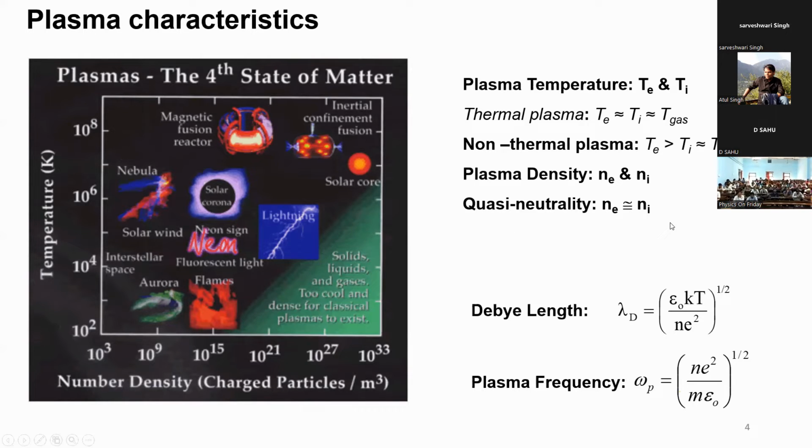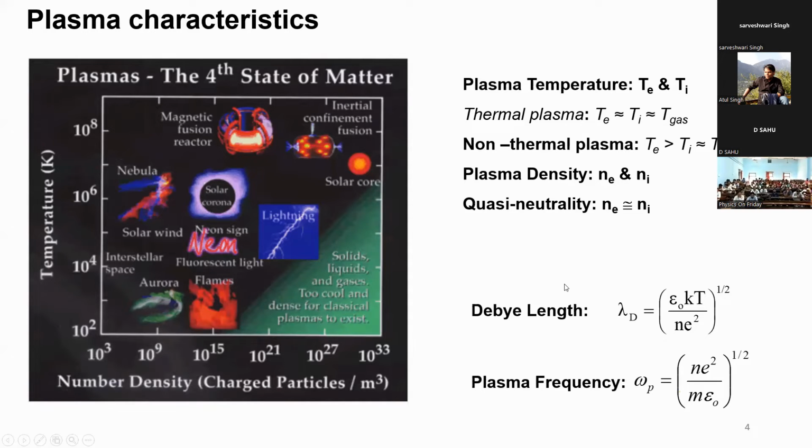The other property is that it maintains quasi-neutrality, so our plasma is overall neutral. Even though charged particles are there, it's overall neutral, which means the electron density is almost equal to the ion density. And these are two other things: whenever we define plasma, there is the Debye length, lambda D, that is defined by a constant and relates to the temperature of the plasma. So the electron Debye length depends on electron temperature T and density N.